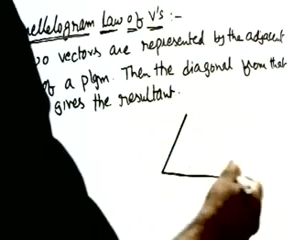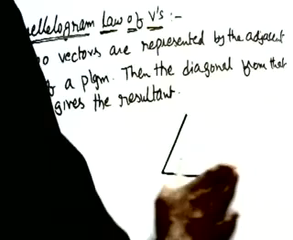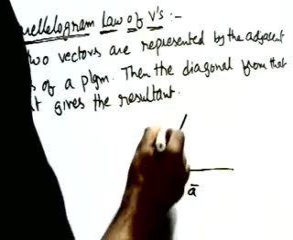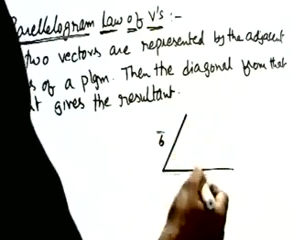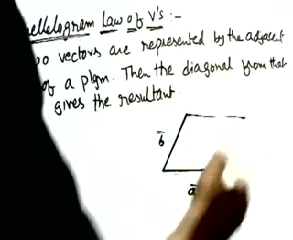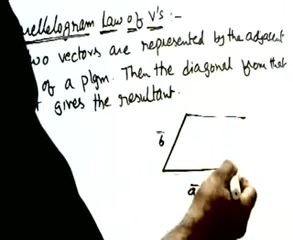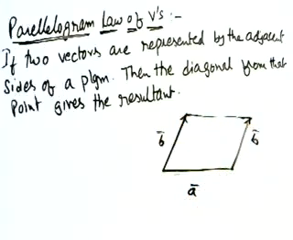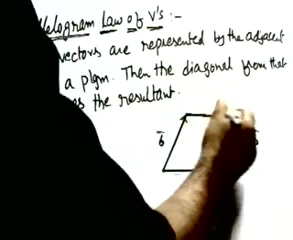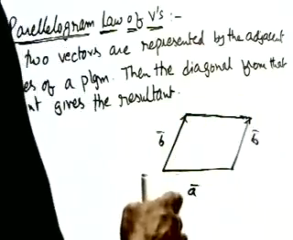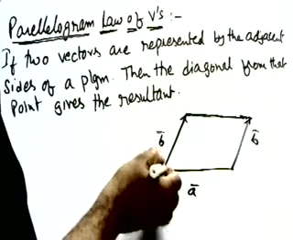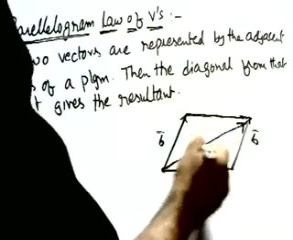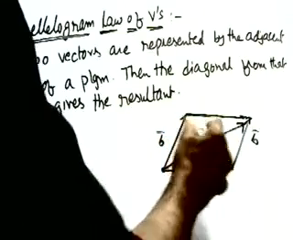You see here, suppose we have two vectors represented by the adjacent sides of a parallelogram. Suppose this is vector A and vector B. Now let me draw a vector parallel to vector A here, and draw one parallel to vector B. Suppose this is B, this will also be B. Now watch carefully. The resultant of vector A and vector B is given by the diagonal from this point. So you draw the diagonal. See here, this diagonal will give the resultant of A and B.